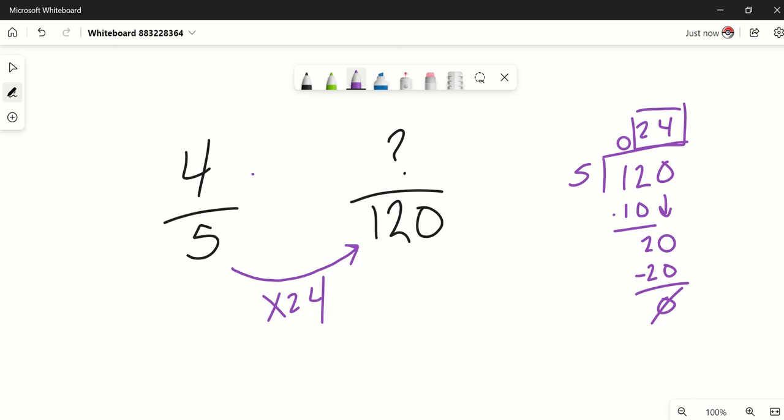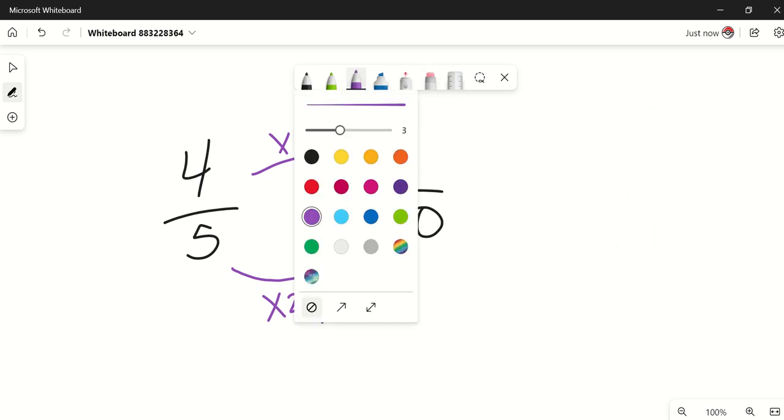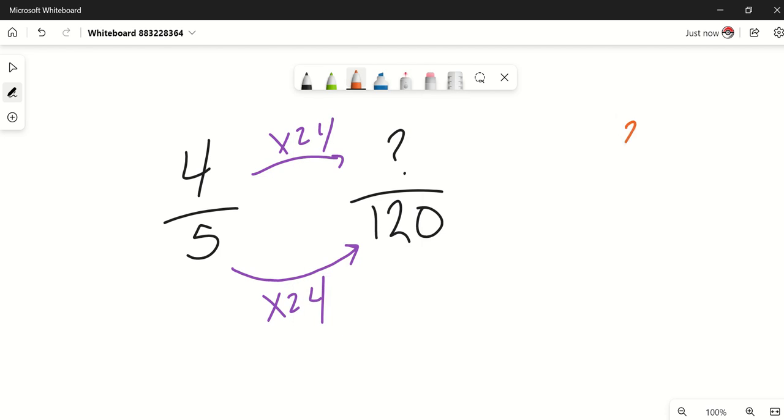I have to do the same thing to 4 in order to find out how many people prefer creamy peanut butter. I'm going to erase my work over here. I'm going to use a different color. And I'm going to do 4 times 24. 4 times 4 is 16. Carry the 1. 4 times 2 is 8, plus the 1 is 9. So 96 people in the supermarket, if there's 120, are more than likely going to prefer creamy peanut butter over chunky.